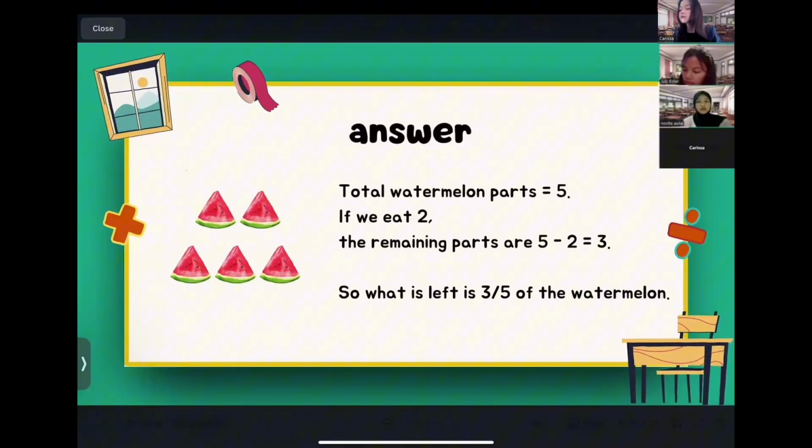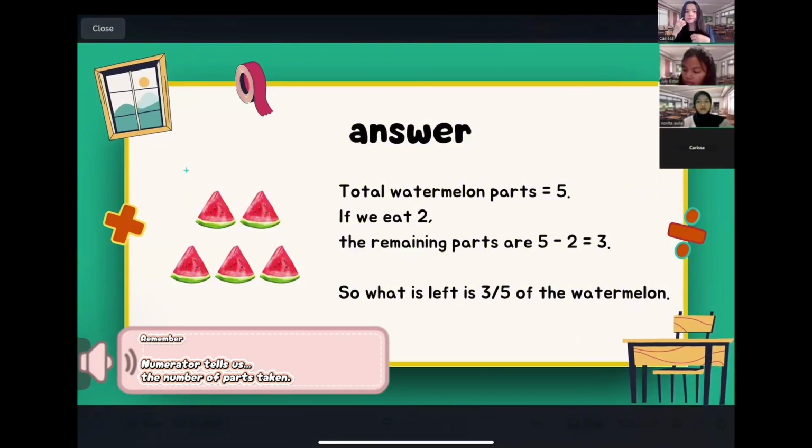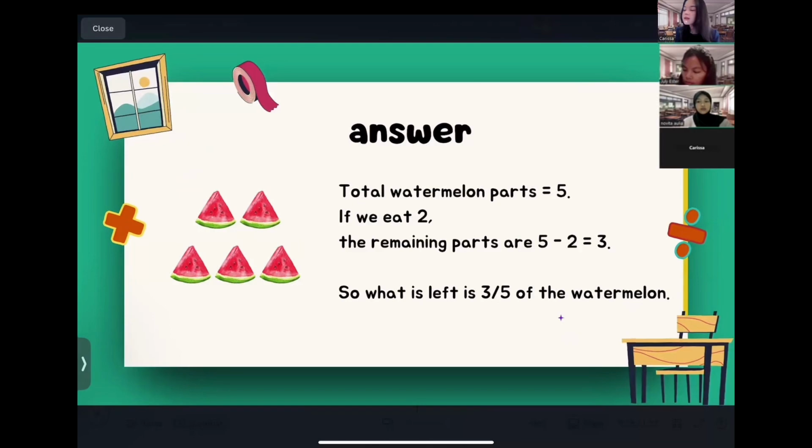All right, in this part, who can tell me the numerator, or the part that we consider? 2, Miss. Yes, that's correct, Nafita. The numerator would be 2 in this question. So, the total watermelon parts is 5, the denominator, and then we have the numerator, which is the parts that we take or eat, 2 slices of watermelon. So the remaining parts of watermelon are 5 minus 2 equals 3. Yes, that's correct. So what is left is 3/5 of the watermelon.